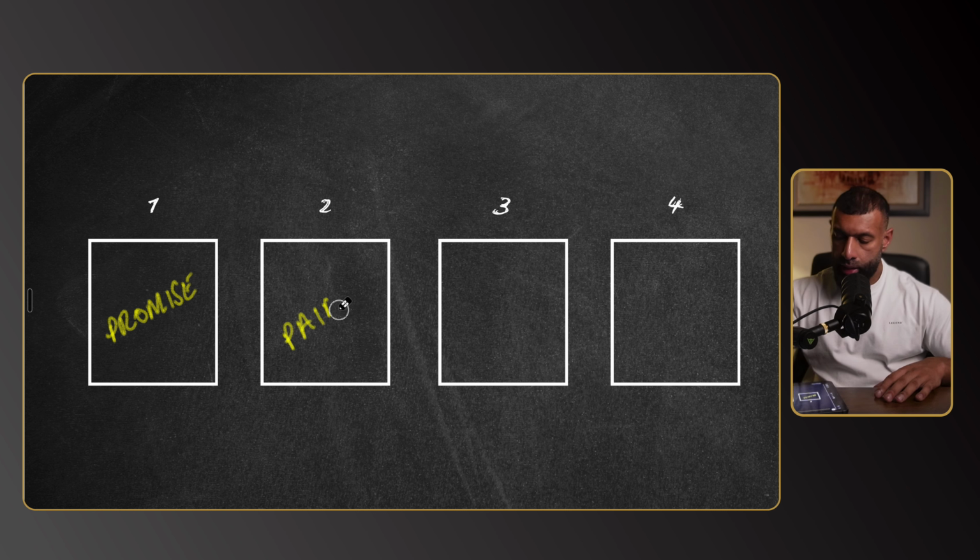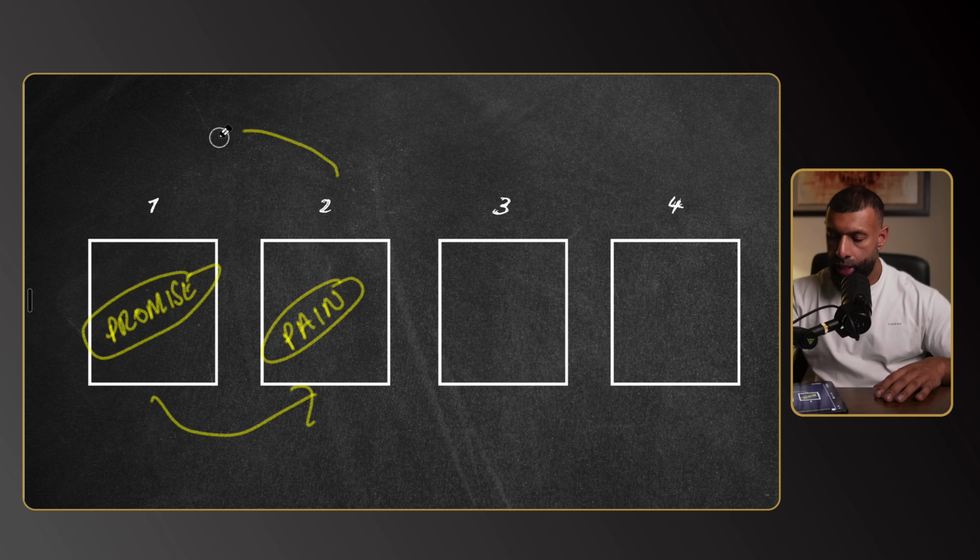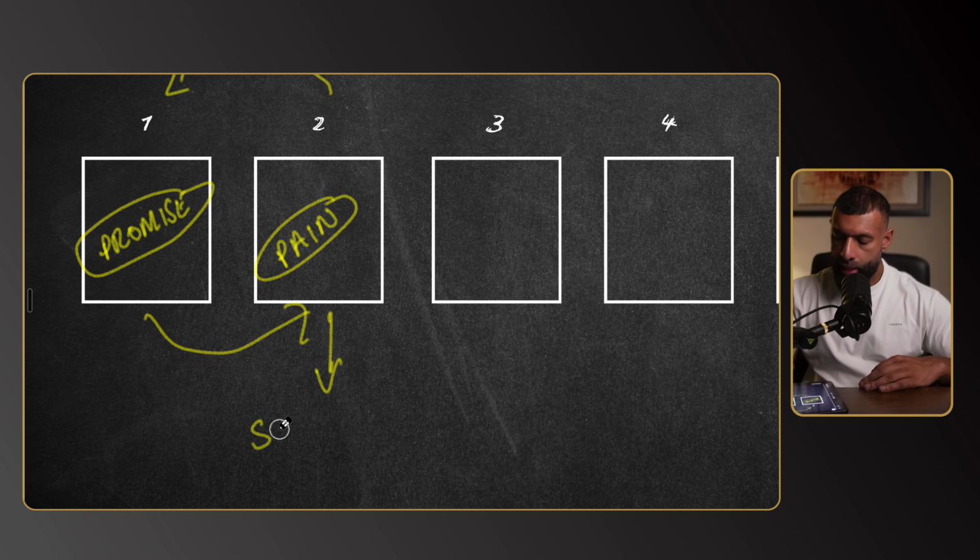The second slide is going to highlight pain. Now, these two can be interchanged. You can either lead with a promise or you can lead with a pain point. And then the second slide is the opposite of that. Now, something crafty that you want to do here is ask for a save.